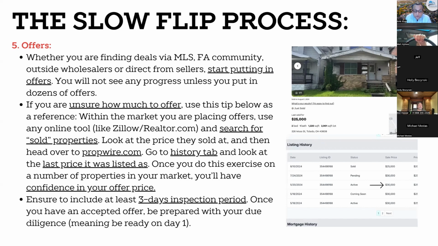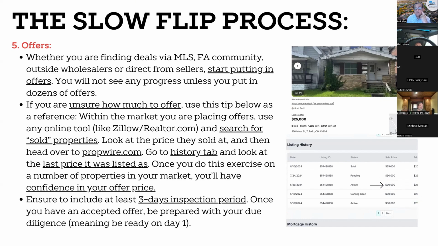After that, you can head over to PropWire. There are other ways to do that. I'm just showing you what I do. PropWire.com, which I shared last time. It's a free resource. You can set up an account and you can do all of this for free. Within PropWire, there are different tabs. Go to the history tab of this property. So you'll have to search for this specific property that you found. Once you find that property, go to the history tab and look at the last price it was listed at. That's the listing price. So here I have the screenshot down here that is showing you that this property was actually listed at $30,000.